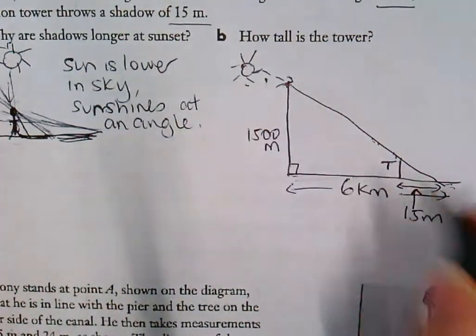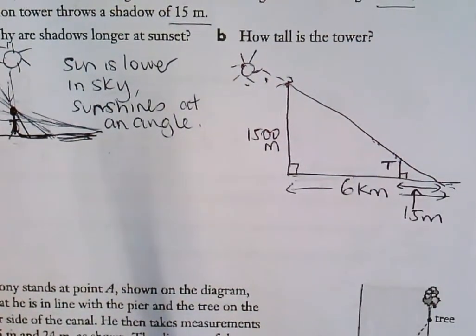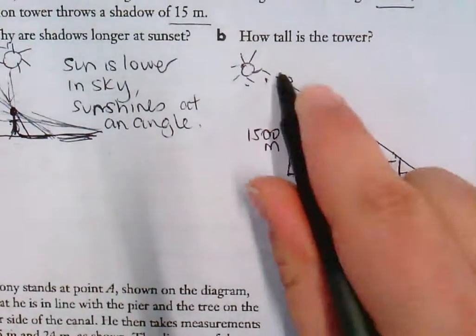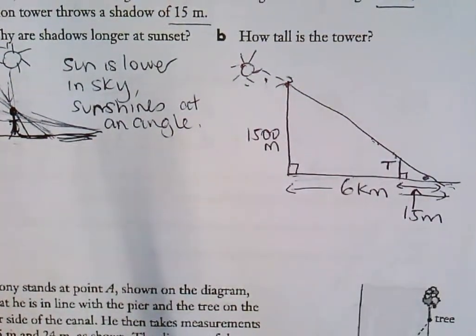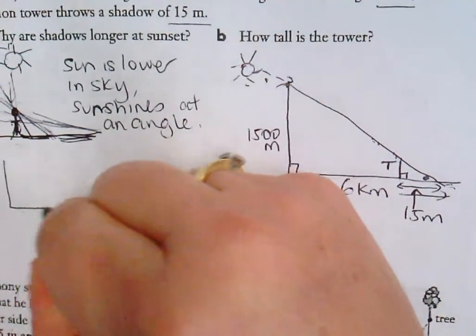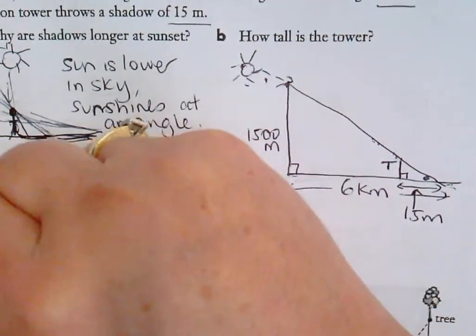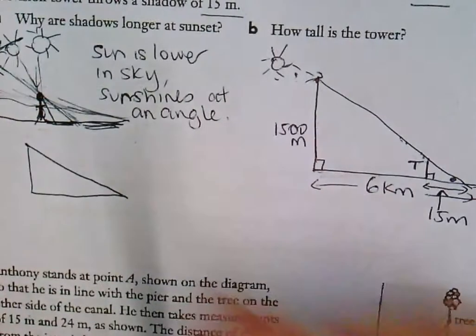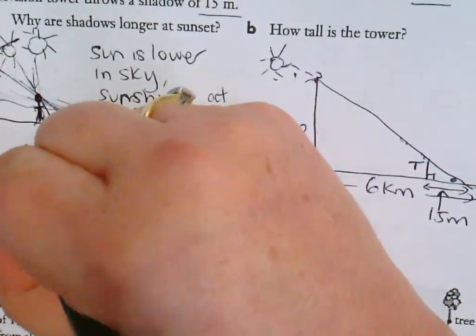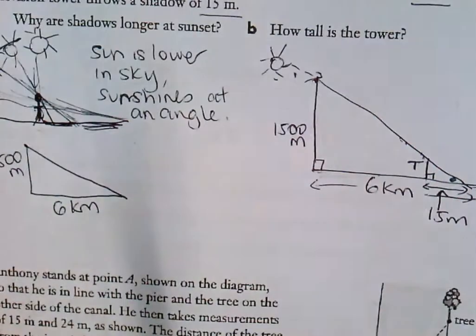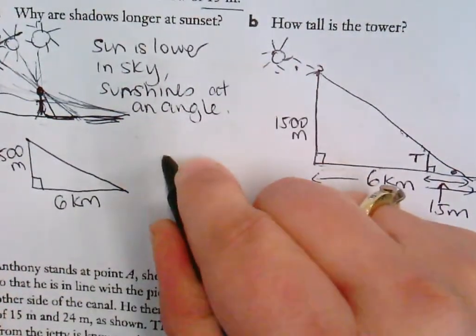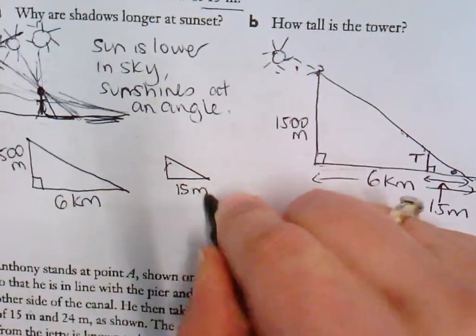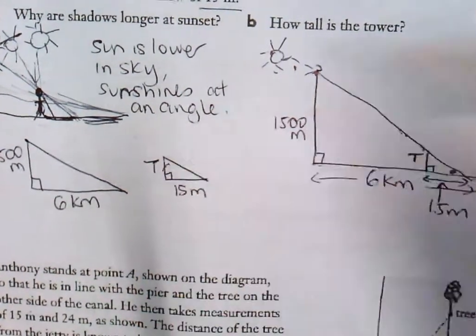We have to assume these are at right angles. Okay, I've got two triangles. See this angle in the corner? It's common to both triangles. I'm going to draw the two triangles separately. I've got my 1,500 meter high, 6 kilometers. I've already got a problem there. That's my first triangle. My second triangle looks like this, 15 meters, television tower.